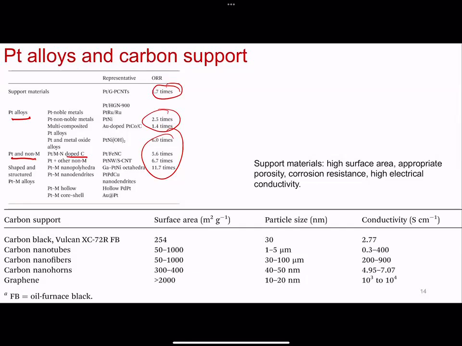So of course, there's always the old problem though. Platinum is ridiculously expensive.